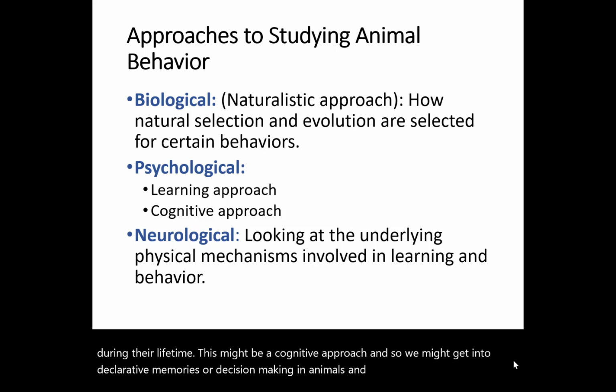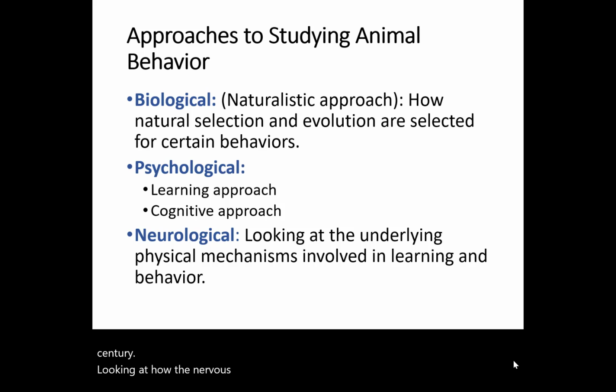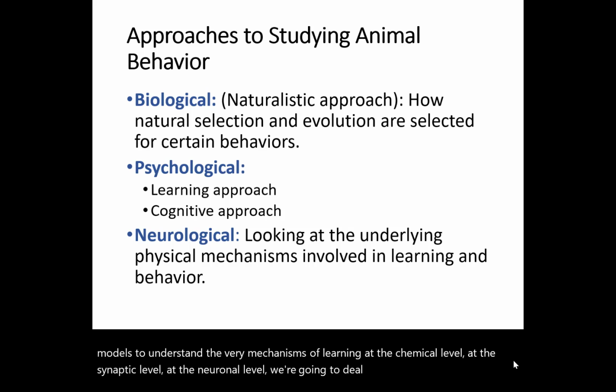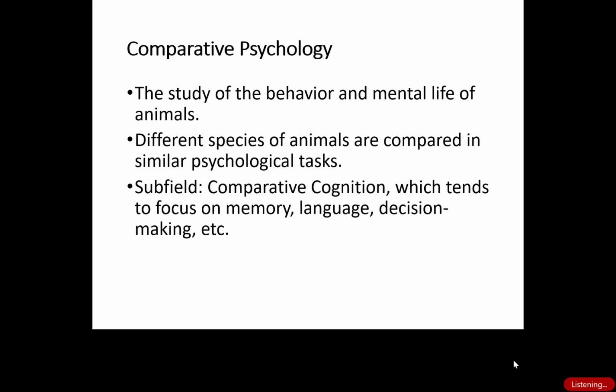This might be a cognitive approach, and so we might get into declarative memories or decision making in animals. And then there's something of more of a neurological approach, and this has gained a lot of attention in the past half century, looking at how the nervous system changes with learning. And we can use animal models to understand the very mechanisms of learning at the chemical level, at the synaptic level, at the neuronal level. We're going to deal with all of these in this class, though we'll tend to focus on psychology a bit more.